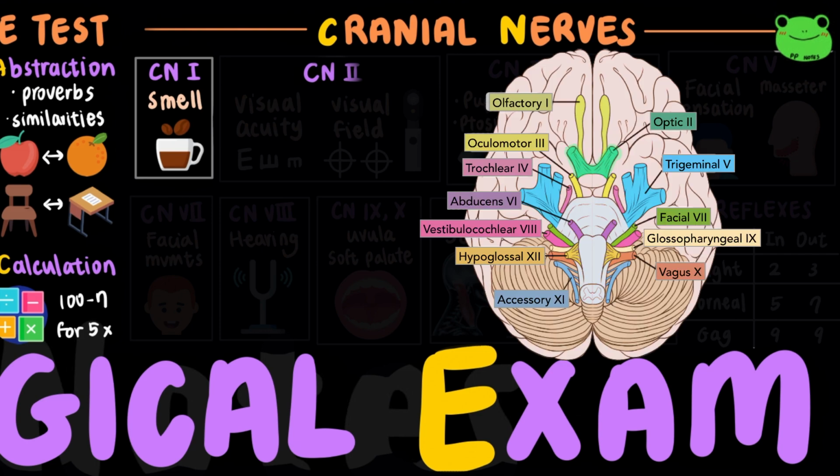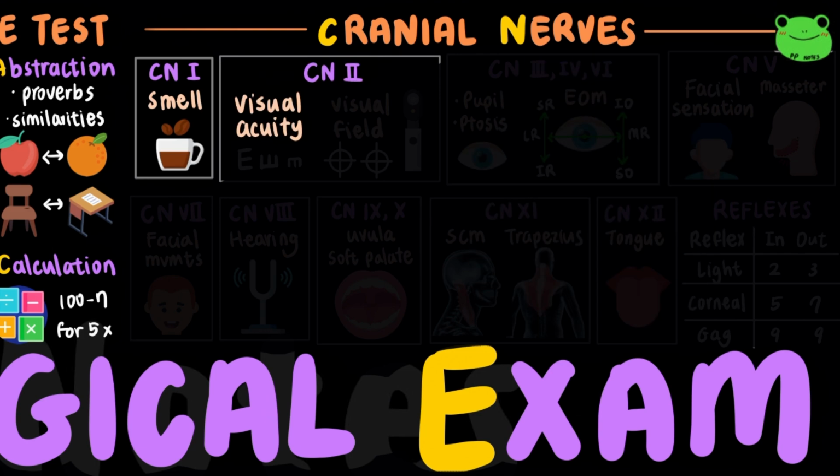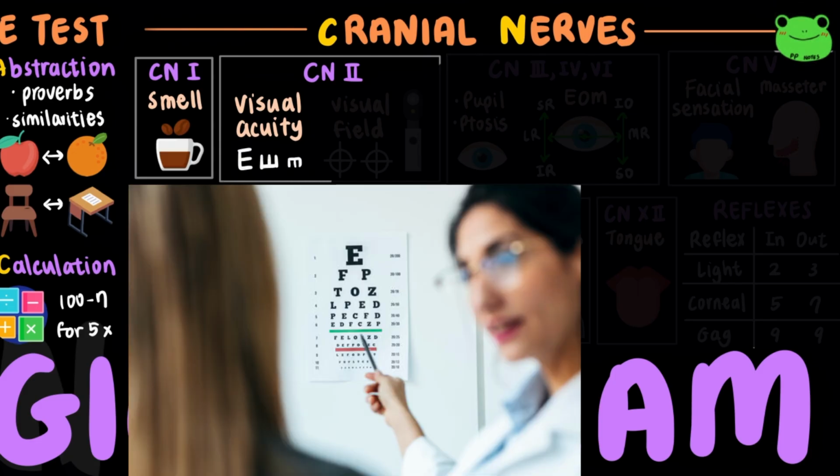For the second cranial nerve, or the optic nerve, we test 3 things. Visual acuity, which is how clearly a person can see, is tested with a Snellen chart. Have the patient stand 6 meters away from a Snellen chart and then ask them to cover one eye and read the smallest line of letters they can see. Then repeat with the other eye.